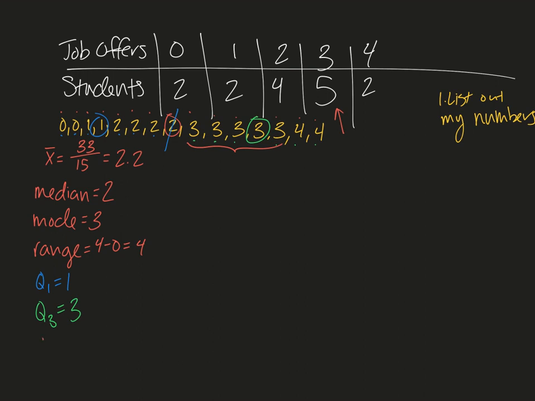And then we need to find the interquartile range. And the interquartile range, all that is quartile 3 minus quartile 1. So that was 3, take away 1, which is 2. So that is how you would find all of the values for today's lesson.